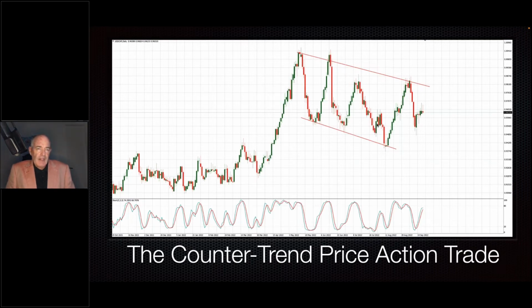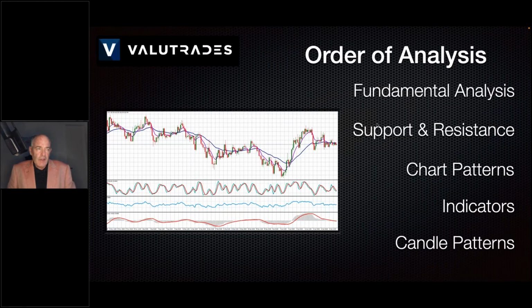Okay, and again, I'm going to repeat till you get bored of hearing it. Fundamental analysis is the place that I start when I'm trying to look for a trade, a strategy, or looking at a pair to trade. I call this my order of analysis. I have one student who actually made this into a poster and stuck it on his wall.